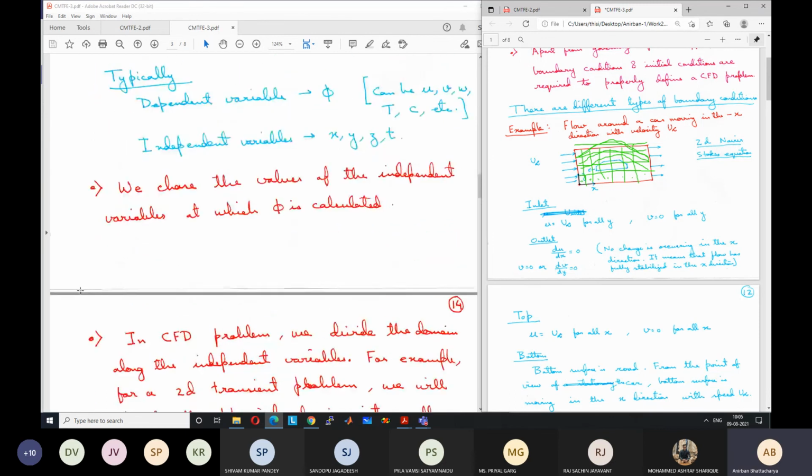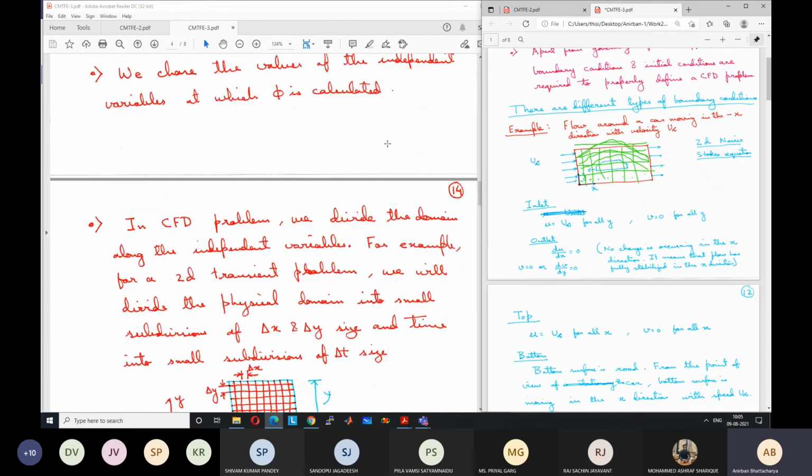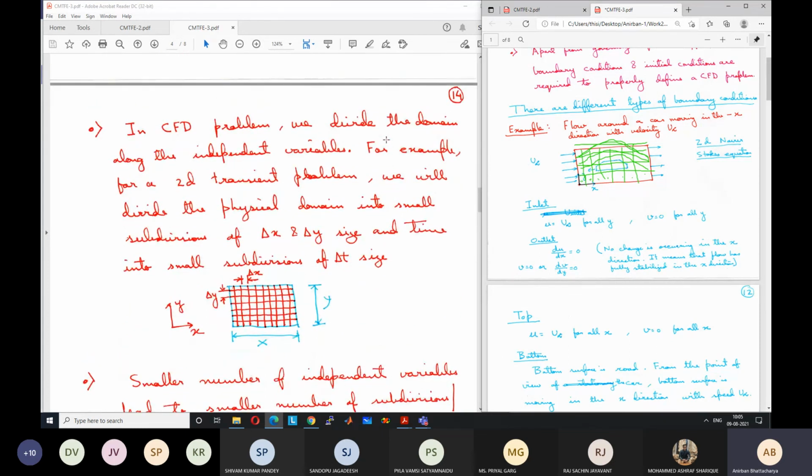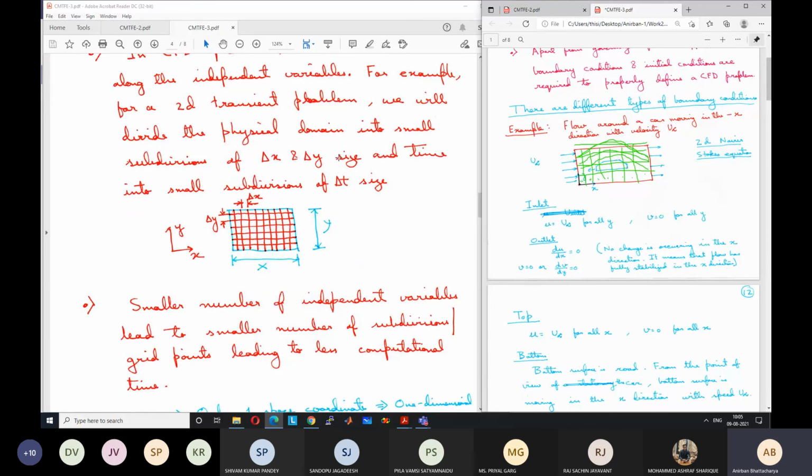So now that it is clear what the independent variables are, what their role is, and what the dependent variables are, it is important to know that we can reduce the number of independent variables by cleverly formulating the problem. And if we have fewer independent variables, we can reduce the computational time dramatically. A smaller number of independent variables leads to fewer subdivisions or grid points, leading to less computational time.